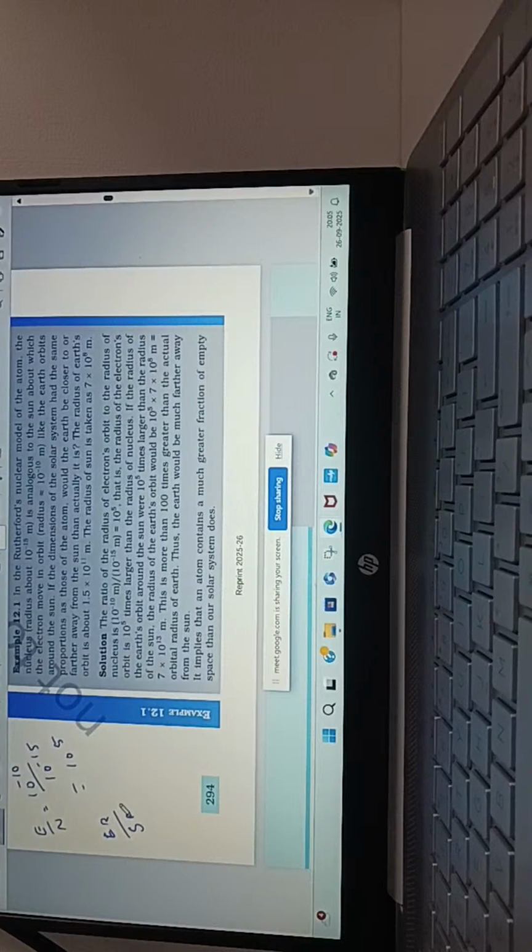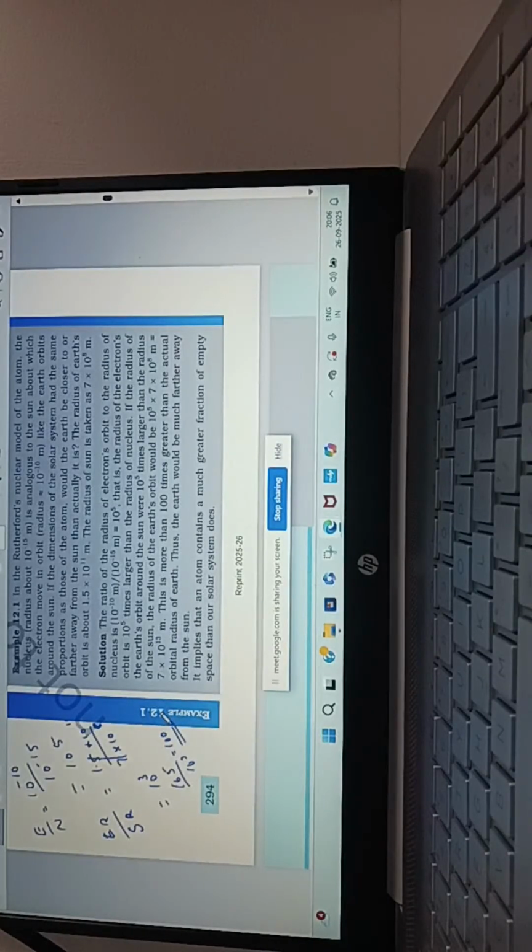Okay, Sun's radius. How much will it be given here? 10 to the power of 10. Earth is how much? 1.5 into 10 to the power of 11 divided by 7 into 10 to the power of 8. So this all we will approximately cancel. Then what will come? 10 to the power of 3. Right? How much will this be? 100 times. When you divide 10 to the power of 5 by 10 to the power of 3, you will get 10 square. So 100 times.